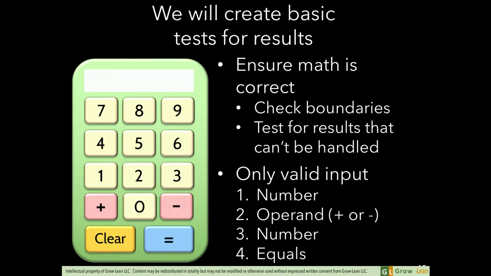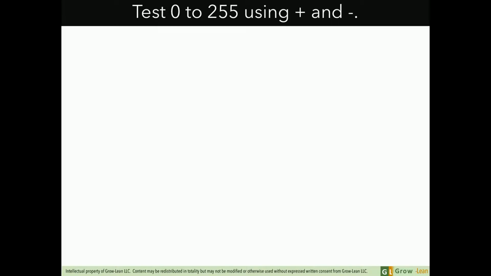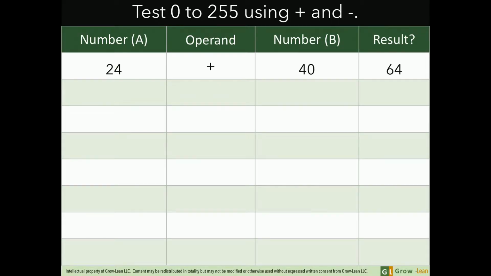You're going to test for valid input. We're not worried about what I call monkey testing or invalid input. So we're not worried about you entering like 12 minus minus. We're not trying to break this thing. We just want to see good entry, and we want to understand the boundaries of our system. So for example, a simple test case: 24 plus 40 equals 64.